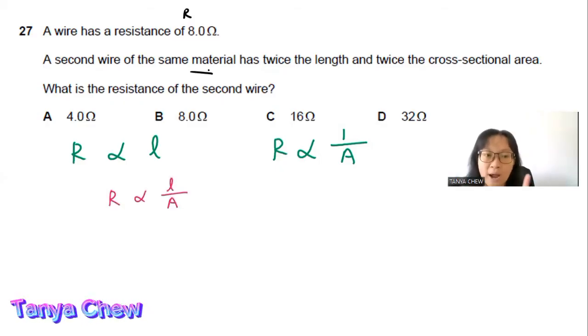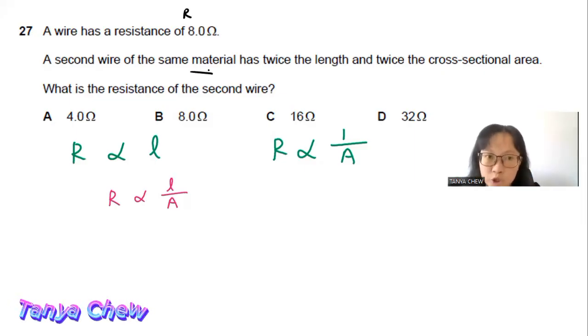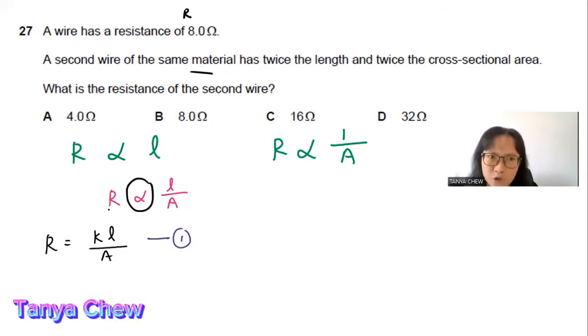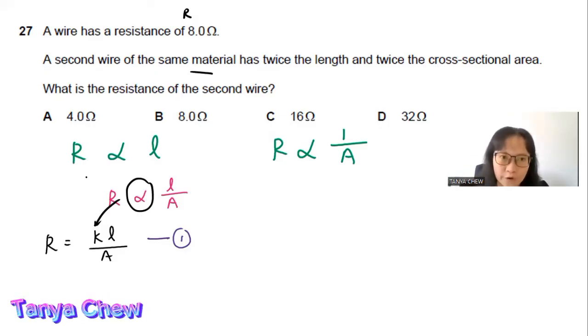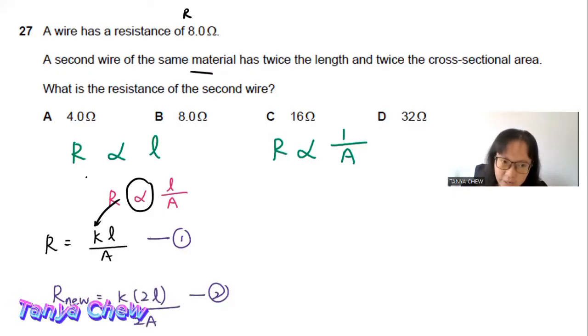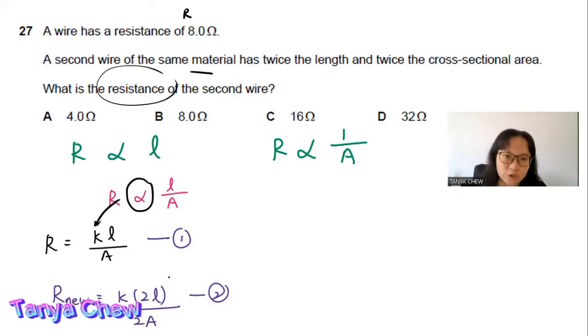So I combine these two. I have resistance is directly proportional to length but inversely proportional to cross-sectional area of the wire. And I just want to get rid of this proportionality symbol, so I put a k here. That k means constant. R is equal to constant times length over area. So I have to find the resistance of the second wire. I just put it as R new. But the second wire has twice the length of the first wire and twice the cross-sectional area of the first wire. So I put in 2A and 2L.